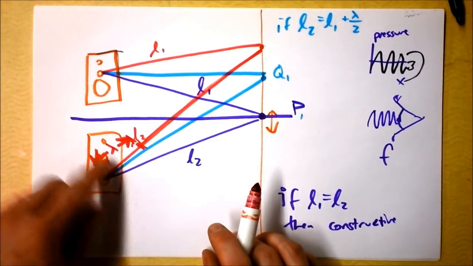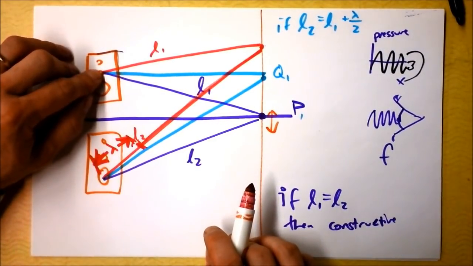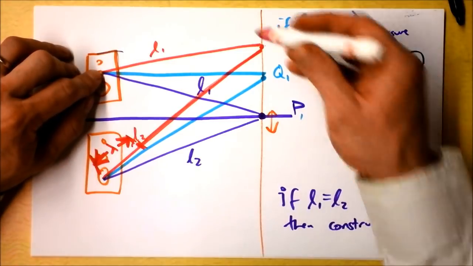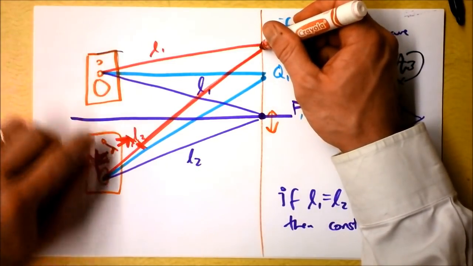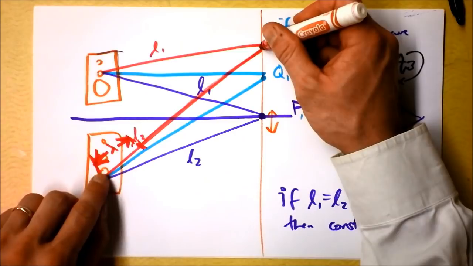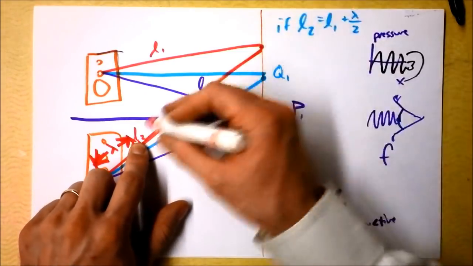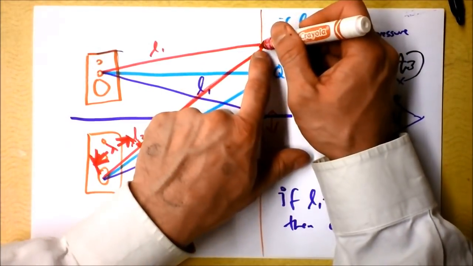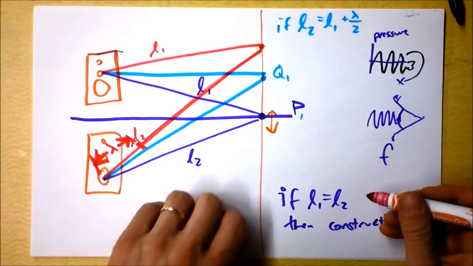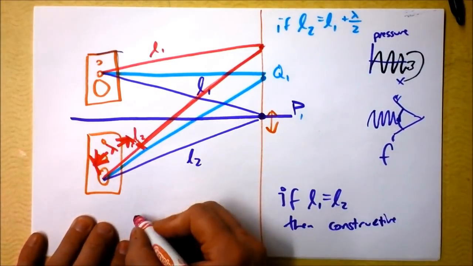Well, if that's a wavelength, then if this guy's putting out a crest right now, let's say it was putting out a crest right there also, then this guy was putting out a crest right now, and it was putting out a crest back then, and is putting out a crest right there. That means we're going to get constructive interference again. Wait a second. So here's what I can say now.